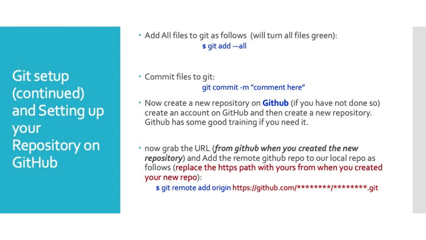To commit files to your Git repo, there are two commands to issue from the command line: a git add --all, and then a git commit -m and add a comment. You'll see that files that are not committed will be in red, and files that have been committed are in green.